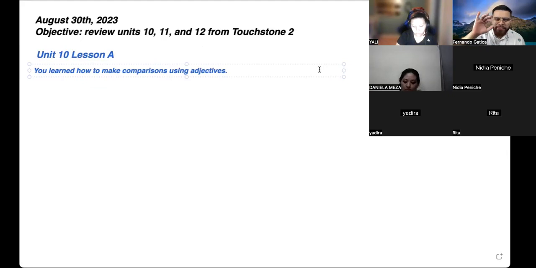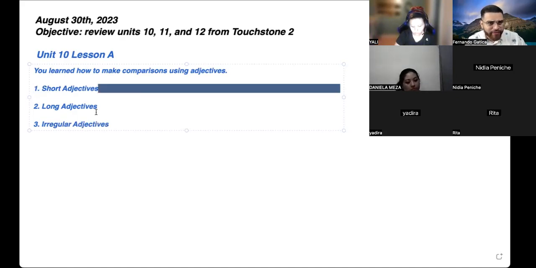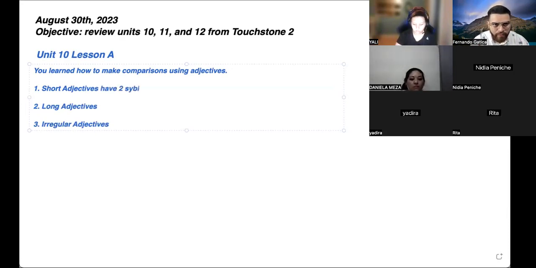There are 3 types of adjectives. There are short adjectives, long adjectives, and what else? Irregular adjectives. All right. Now, what is a short adjective? What is a long adjective? And what's an irregular adjective? Well, short adjectives have 2 syllables or less.